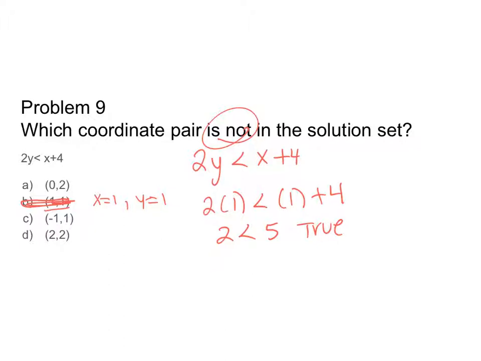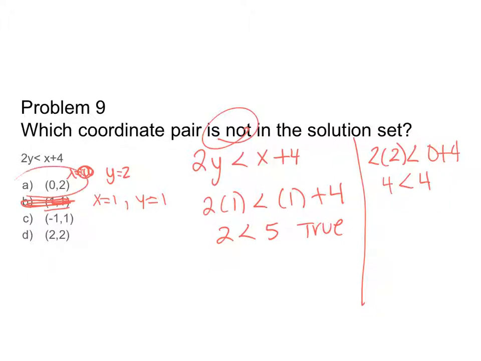Let's try A. A is saying x is 0 and y is 2. So 2 times 2 must be less than 0 plus 4. Well, 2 times 2 is 4. 4 is not less than 4. It equals 4. So A is my answer, because this is a false statement.